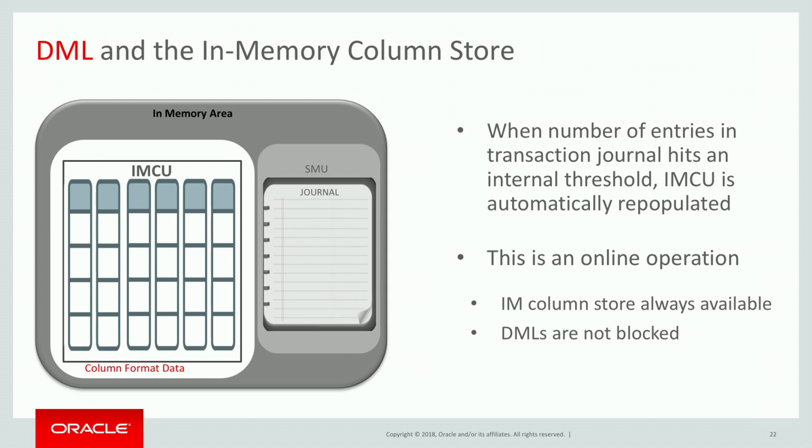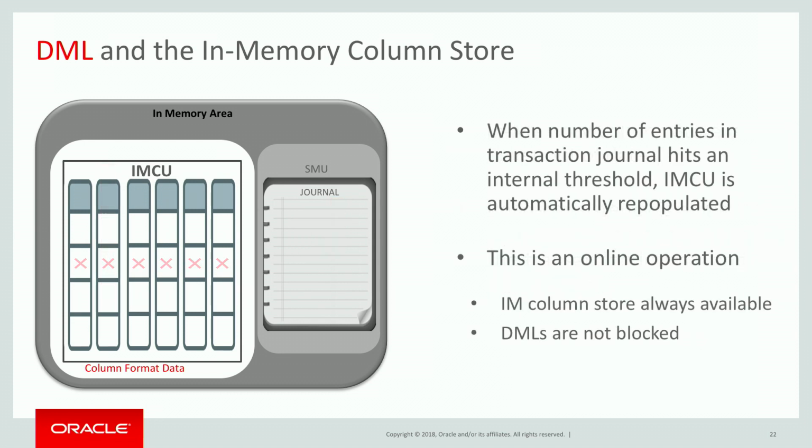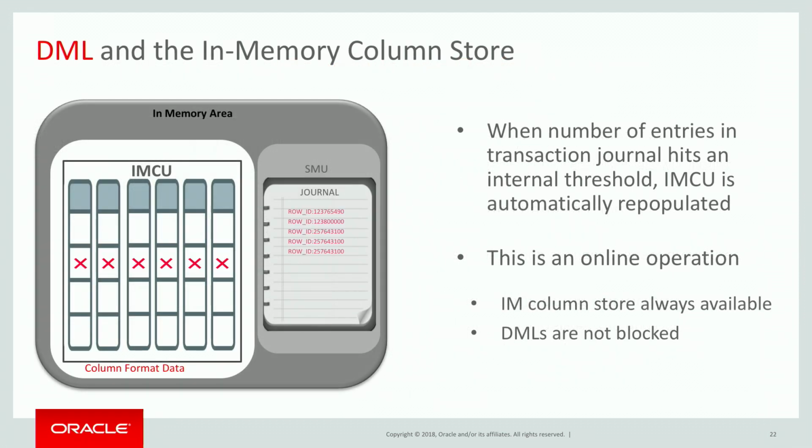Once that data gets committed, say we have multiple changes to a particular IMCU. Subsequent transactions, when they're scanning the column store, will not only scan the IMCU, but they'll scan the journal as well. They'll see that this data has been changed, and we'll pick up the changed data from the row store.